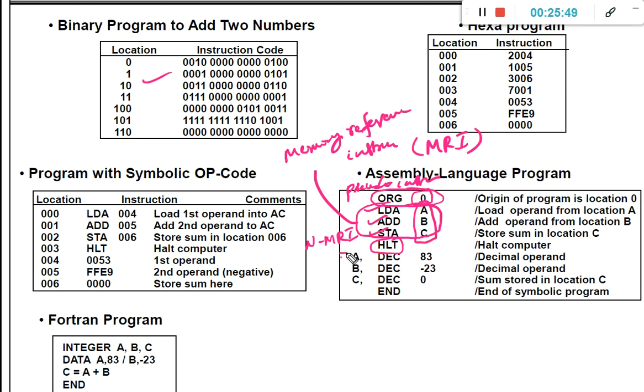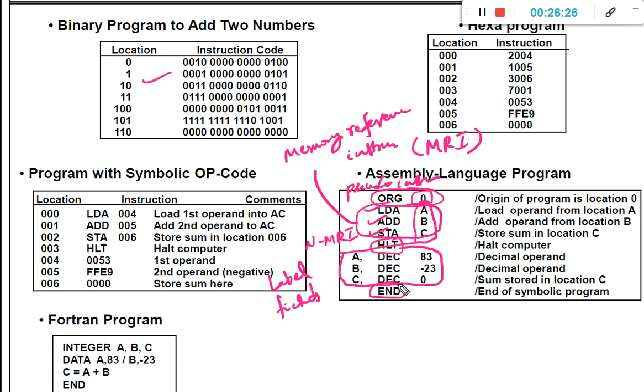these three different lines of code are going to represent the label fields. What is the purpose of label fields? To define the variables, that is, to assign the values for the variables. These are separated by commas. A comma DEC 83 represents a decimal operand. B comma DEC minus 23 represents a decimal operand. C comma DEC 0 represents a decimal operand, and the values of 83, minus 23 and 0 will be moved to the variables A, B, C. These are called label fields.